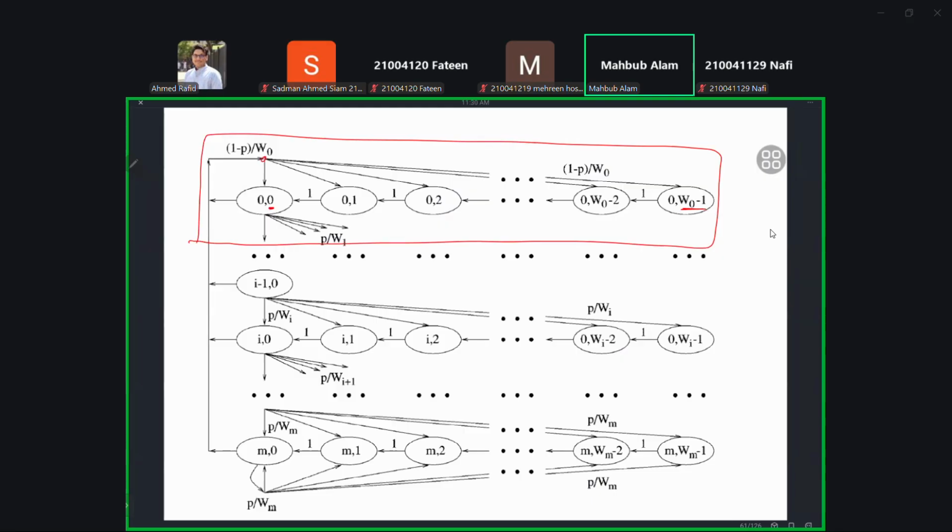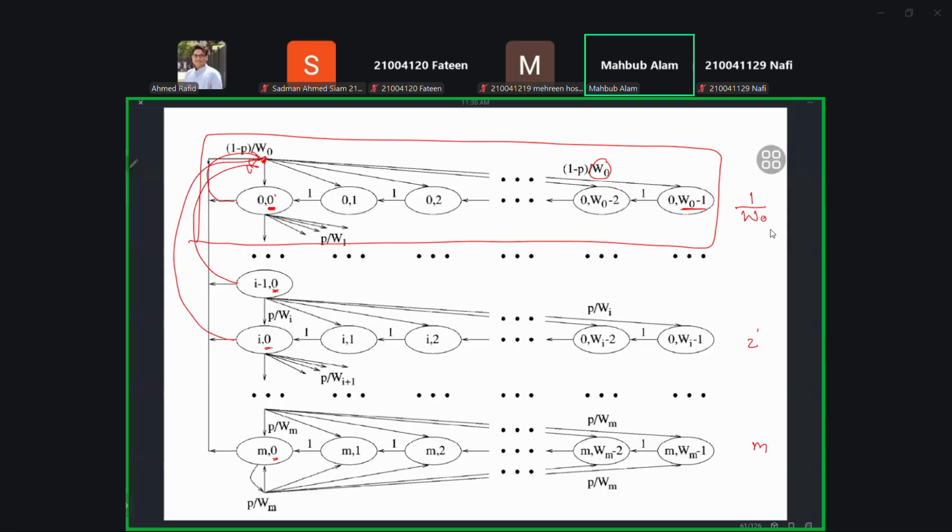A number between 0 to W0 minus 1 will be chosen. How many numbers are there? W0 numbers, the CWmin. So any of the numbers is chosen with probability 1 over W0. And why is this 1 minus P multiplied here? A station comes to this point after every successful transmission. This one is backoff stage 0, this one is backoff stage i, this one is backoff stage m. At this point, when the backoff value becomes 0, a station transmits.